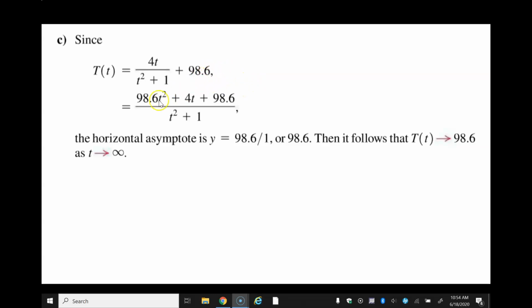Then multiply them together, and this is where we distribute and get 98.6 t squared plus the 4t on top, and you can write the bottom part just one time. In this case here, we see that the degree is the same. So for this one we have 98.6 over 1. So 98.6 over this 1 is actually going to be the horizontal asymptote.